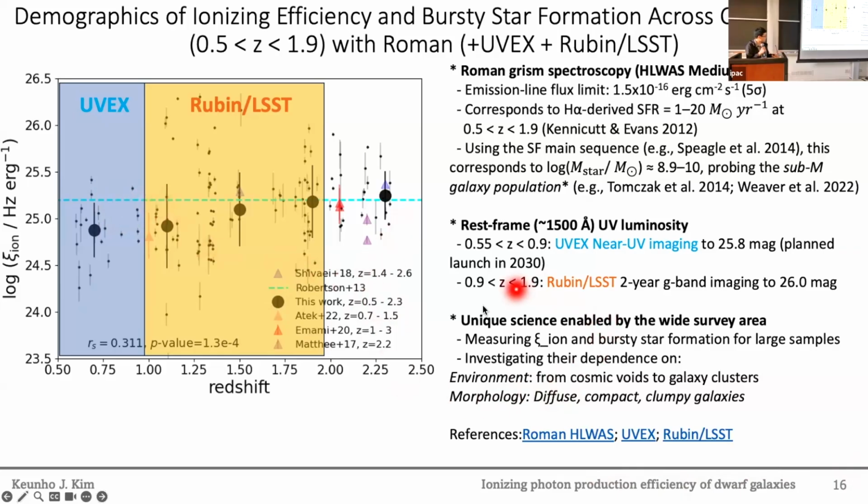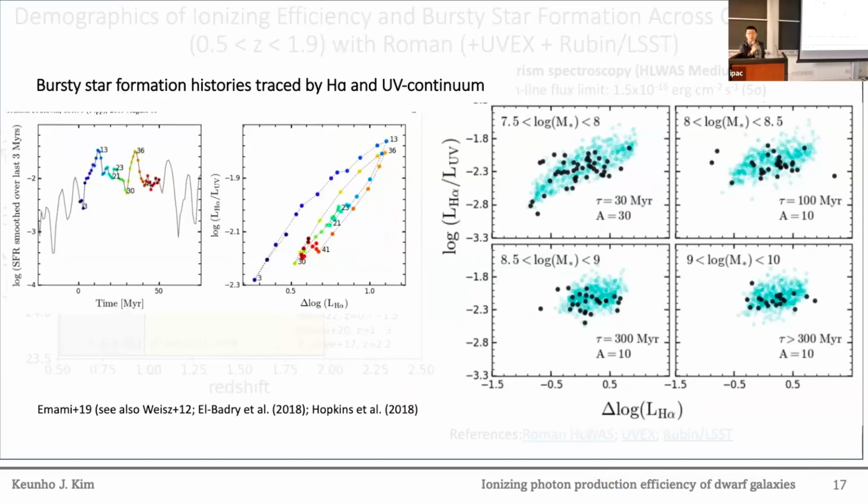where there is a trend of morphological information with ξion. And another key investigation, although limited to relatively massive galaxy systems, is to investigate the bursty star formation histories of galaxies.